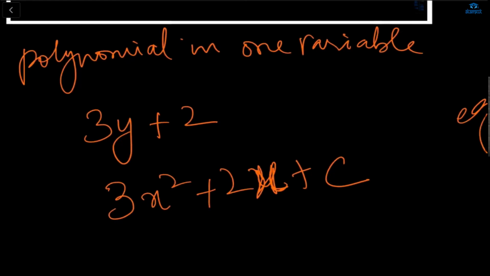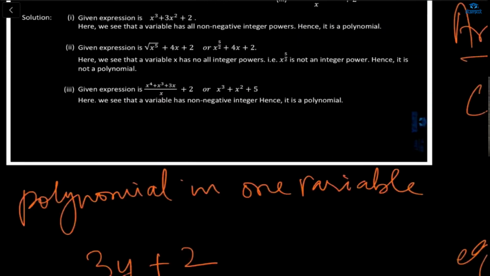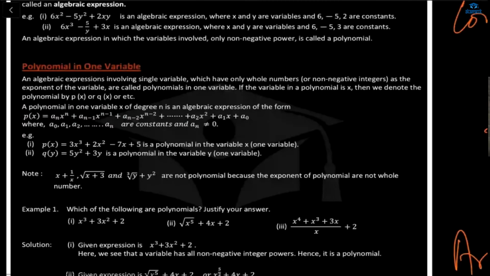Okay, so polynomial in one variable means the polynomial in which only a single variable is used. If x is used, only x will be used. If y is used, only y. If z is used, only z will be used. And the degree of the polynomial will be a non-negative integer, a whole number. Understood? Have you understood the polynomial in one variable, everyone? Okay, very good. We have seen the examples also.